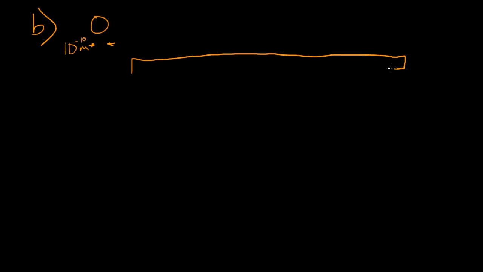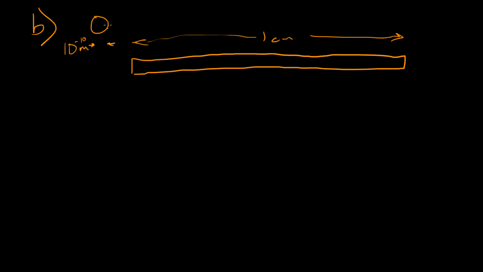Part B says how many atoms, and remember the atom is 10 to the minus 10 meters in diameter. It says if I've got a line 1 centimeter long, and a centimeter is not usually this big, but you know, it's all relative. We're zoomed way in so that we can see an atom. And this still isn't the right scale. So how many of these little atoms, if I line them up end to end, will fit along this line?